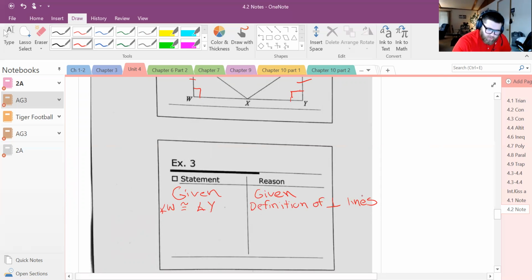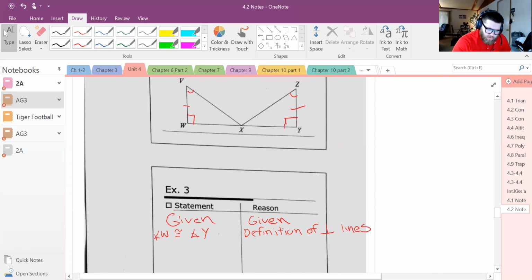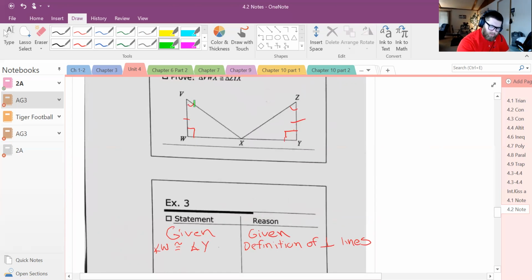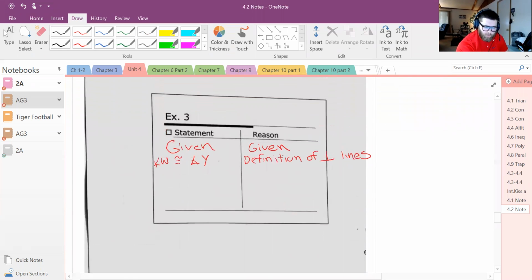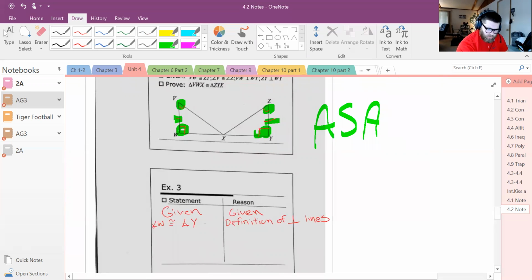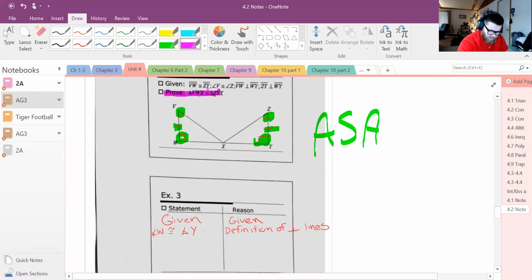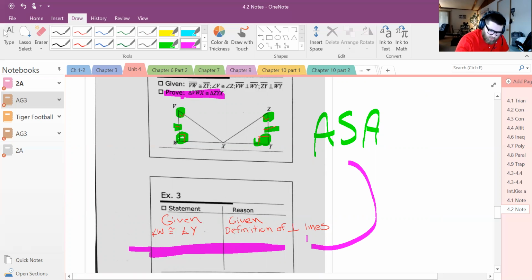So now what do we have here? We can automatically go to our proving statement, our last line. Why? Because what tool do we have? We have an angle and an angle, and we have a side sandwiched in between. So what tool is that? That's angle, side, angle. So write your last statement right here in the bottom line. And what is our reason? Our reason is angle, side, angle.